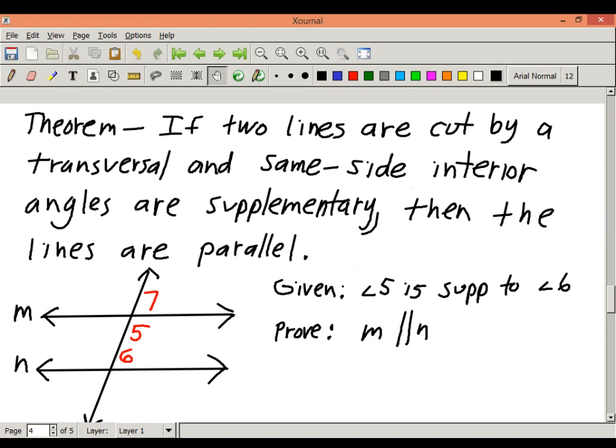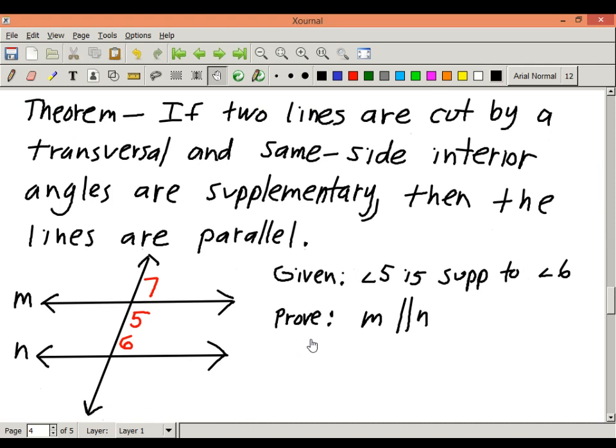This theorem is the converse of one that we had earlier in the course. This theorem says if two lines are cut by a transversal and same side interior angles are supplementary, then the lines are parallel. Do you see how that's the converse of the one we did earlier? Earlier we said if two parallel lines are cut by a transversal, then same side interior angles are supplementary. Now it's exactly the converse, which is why we did that whole unit 2.